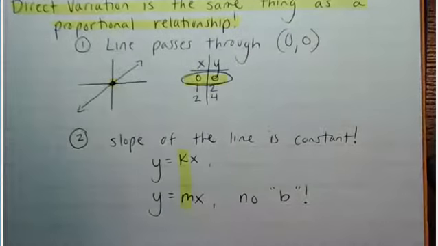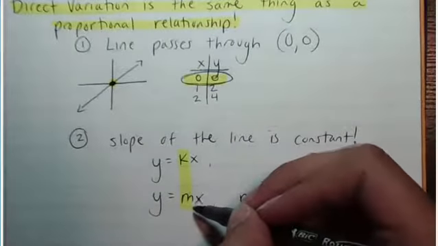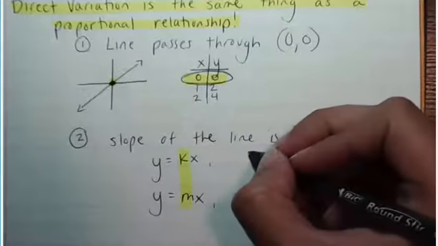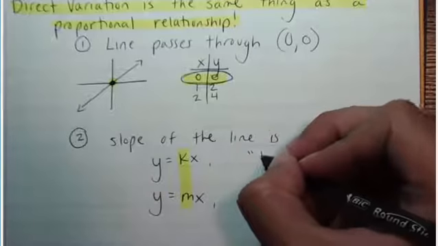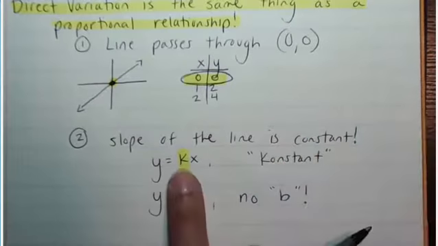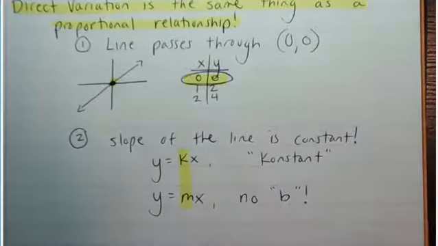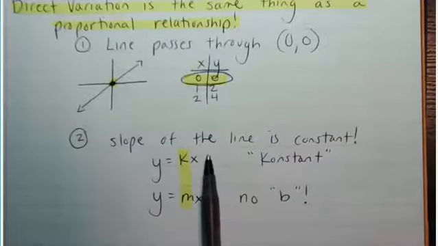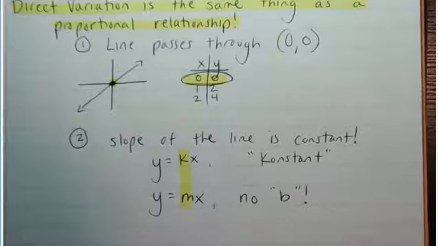Now, the way that I remember that is, since the slope is our constant rate of change, in math class we're going to spell constant with a K. Don't tell your English teachers. But that just tells me that it has to be constant. It's a constant rate of change. If it has that and no b, okay, I know it's a direct variation or it's proportional.